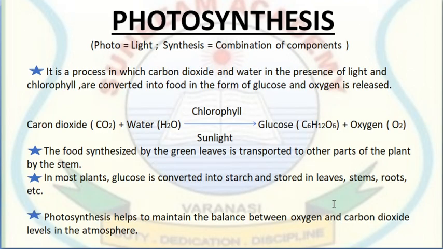The water and the minerals absorbed by the plants are transported to leaves through xylem vessels that are like pipes, and these pipes run through the root, stem, branches and leaves. Here you will study in detail about the xylem vessels in your higher classes.